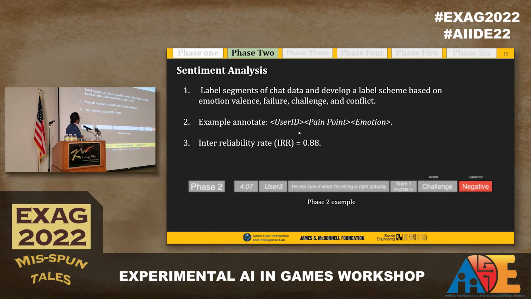We also ran inter-reliability rate, where a higher rate means that when all the researchers label the data independently, they can reach a higher accuracy taken together. Here's another example of phase 2 that you can see.